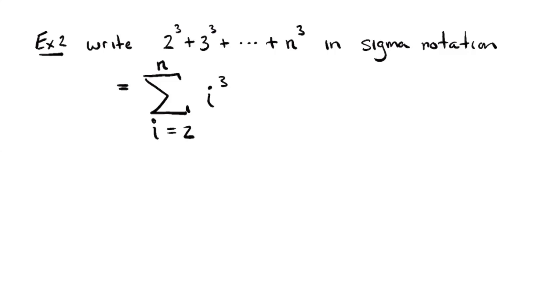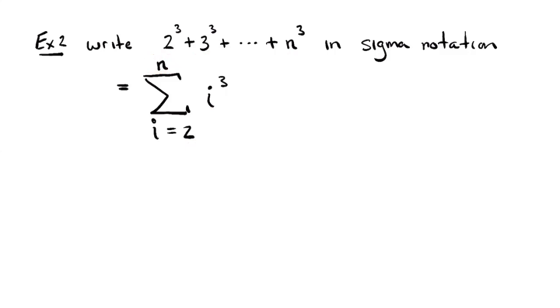So stop the video for a second and write this out. Does it produce that sum? When i is 2, I get 2 cubed. Yeah, that's the first term. Then the counter skips up to the next value, 3, 3 cubed, and so on. The last value is n cubed.